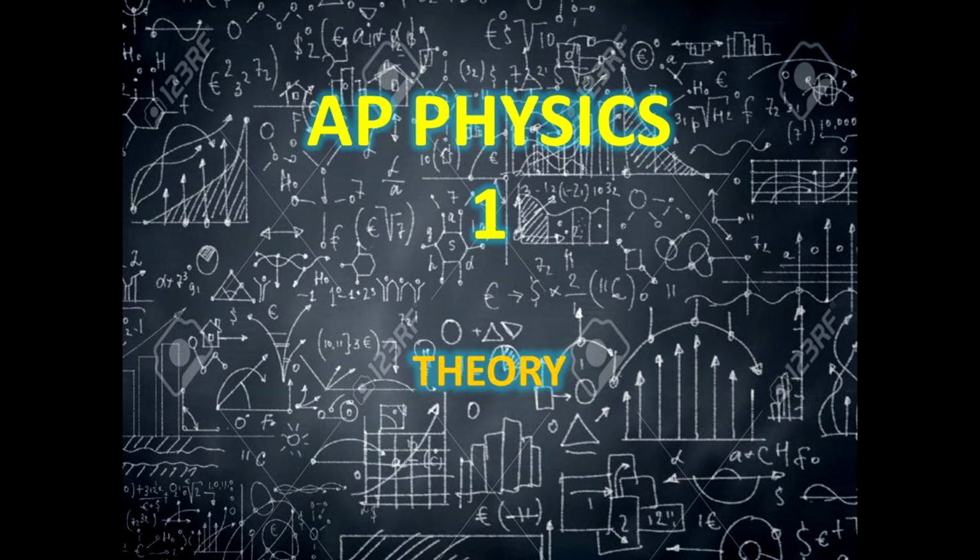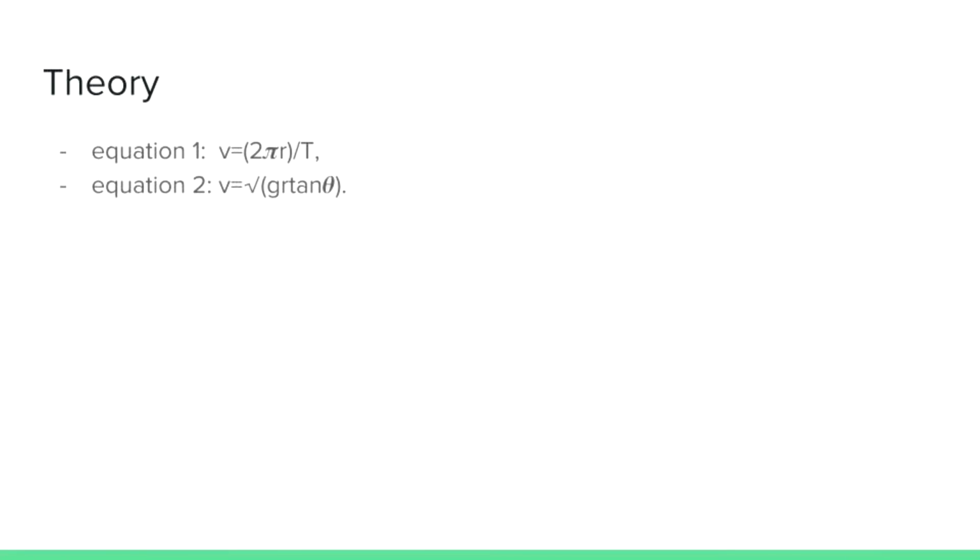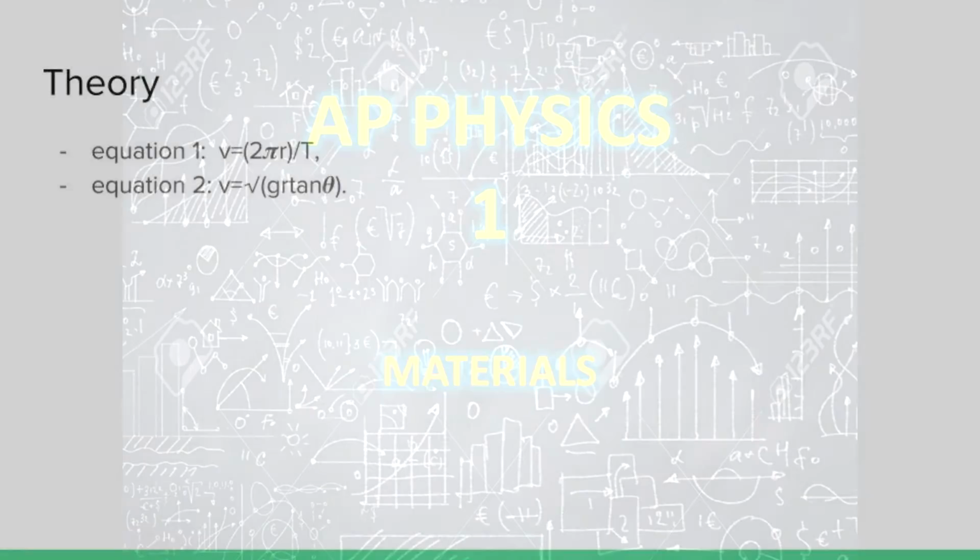There are two ways to determine the speed of an object in uniform circular motion. The first equation is v equals 2 pi r divided by time period. The second equation is v equals the square root of g r tan theta.